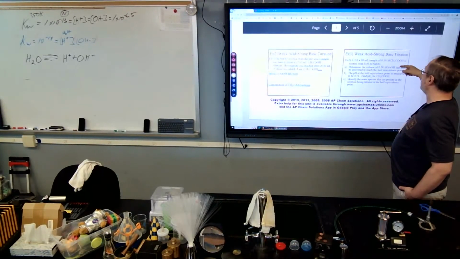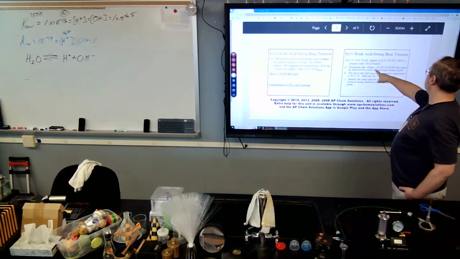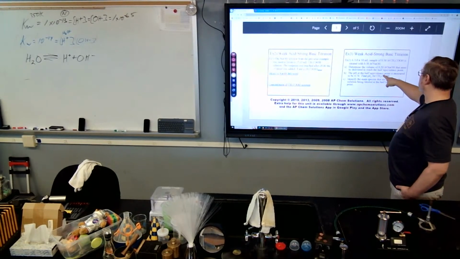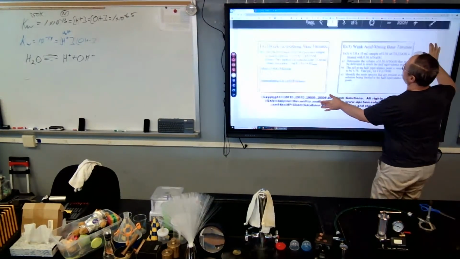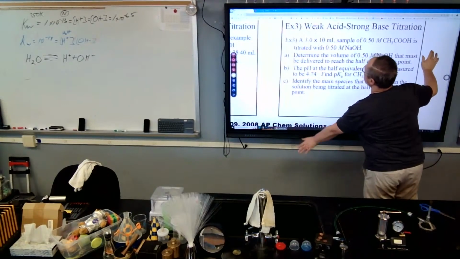Come on, give me something. Ooh, here we go. Determine the volume that must reach the equivalence point. That's more of MAVA equals MBVB. The pH at the half equivalence point, and then the pKa. Okay, so this is what we want to use. Let's do this one.